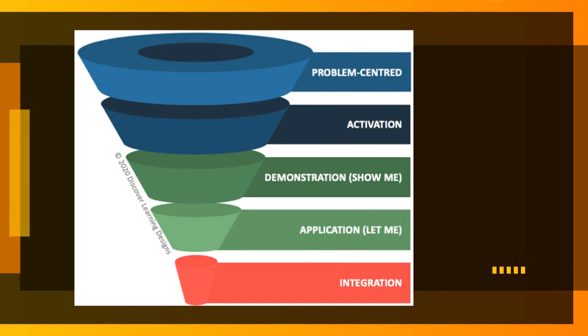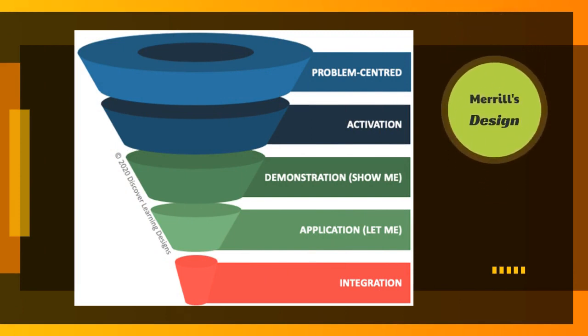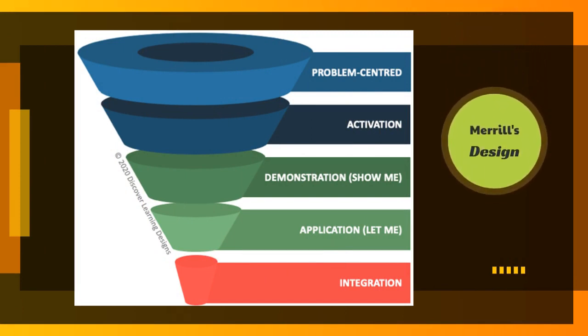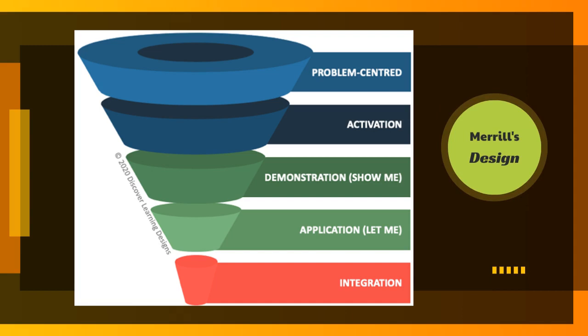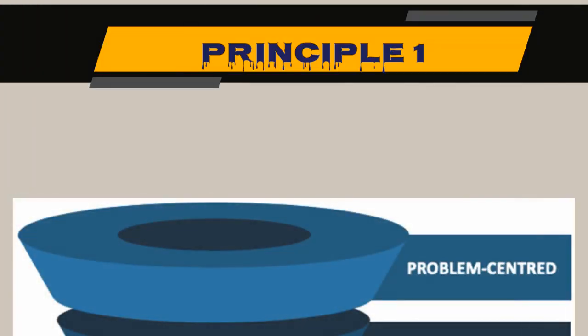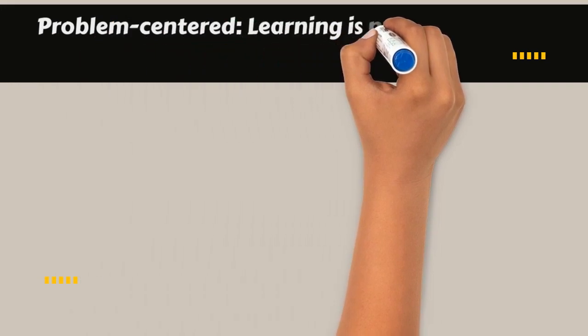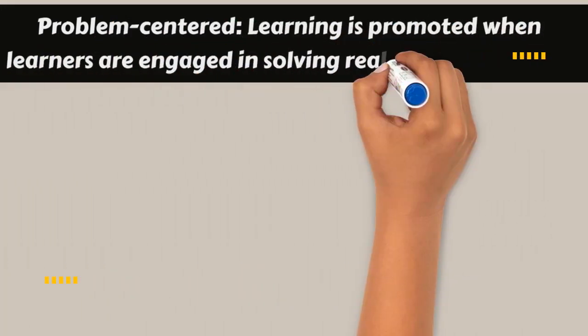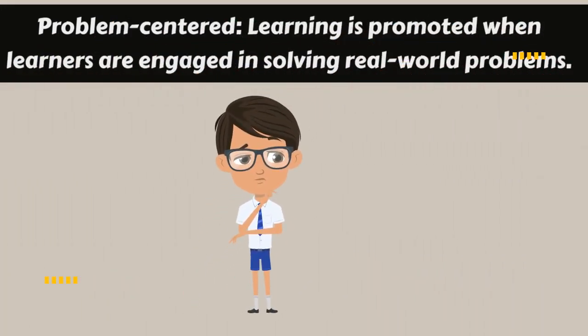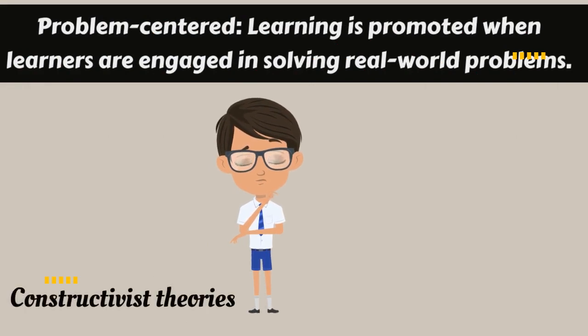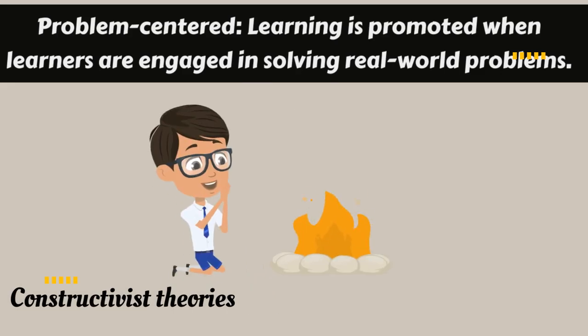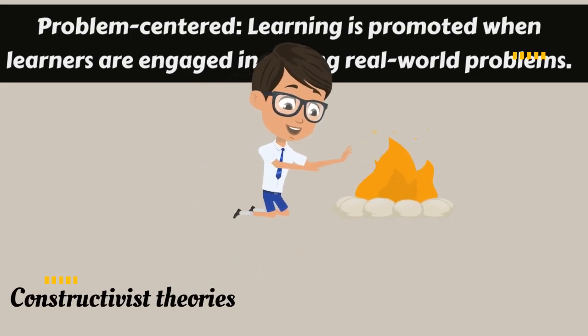Shown in this figure is another illustration of Dr. Merrill's principle of instruction in an inverted triangle, which basically means that the process starts with the bigger part, following 5 steps. The first principle is problem-centered. Learning is promoted when learners are engaged in solving real-world problems. Problem-centered learning supports constructivist theories. Learners construct their own understanding by building on their previous knowledge and experiences.